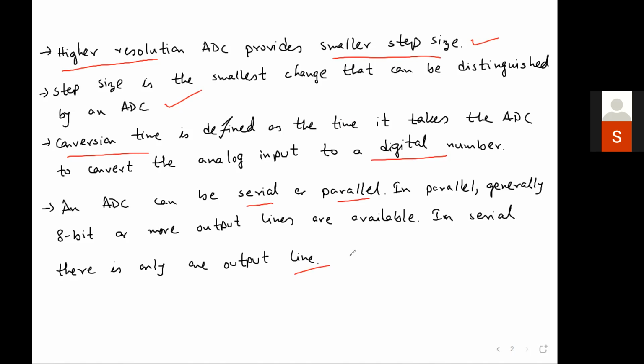Okay, so let us now see the table which is related to resolution and step size. This table is there in your book. If you don't want to write, you can avoid it, no problem with that. This is your table 13.1.